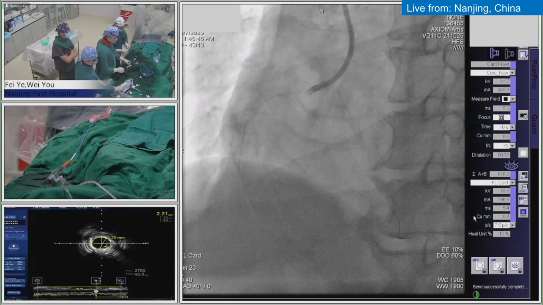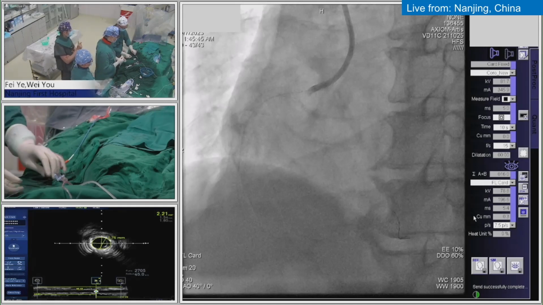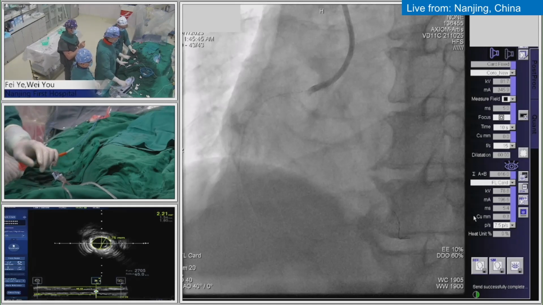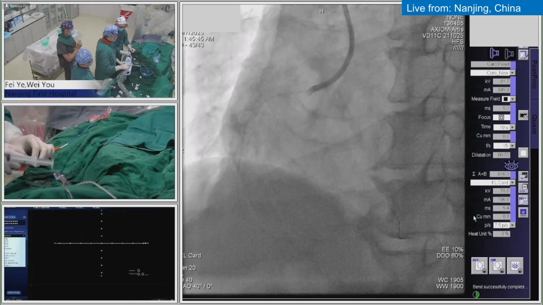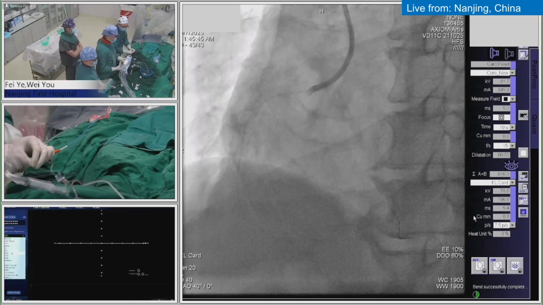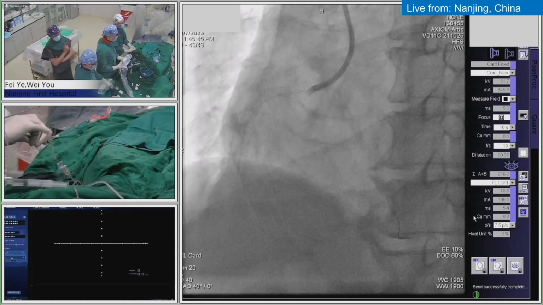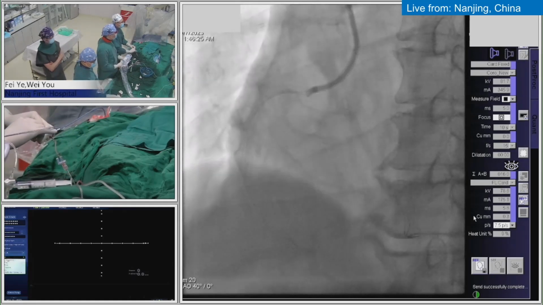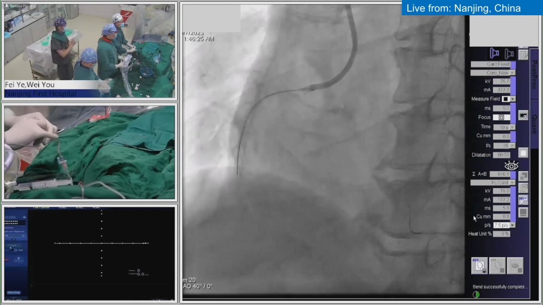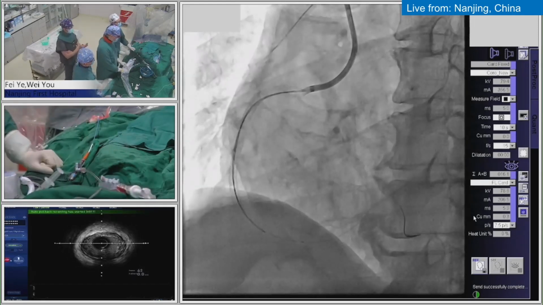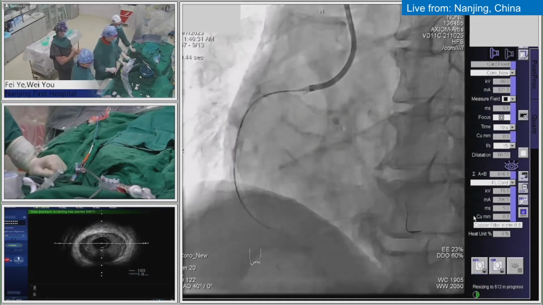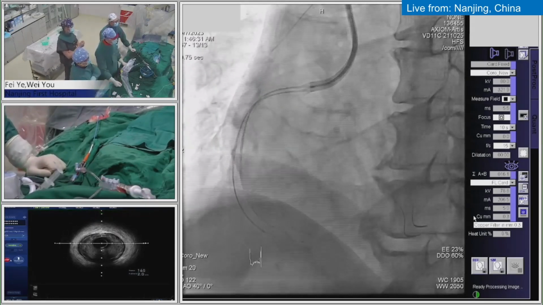So the question is to make the thickness of the calcification thinner. It's better for us to crack the calcification. So the most important issue is to crack the calcification. If we cannot use a rota or NC balloon, or it doesn't work, okay, we can use IVL.